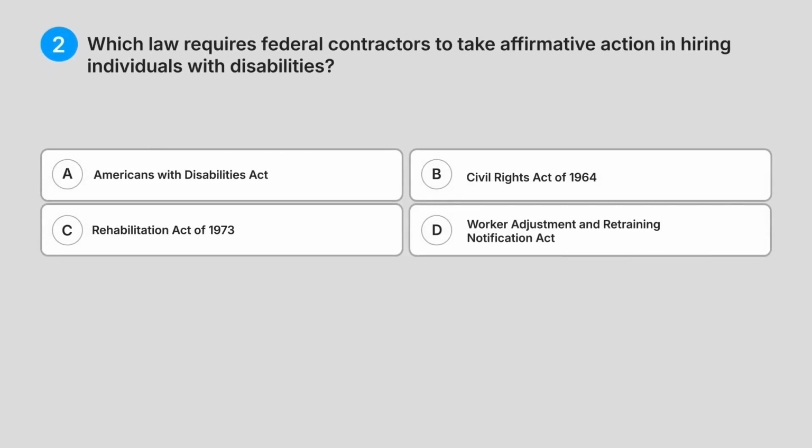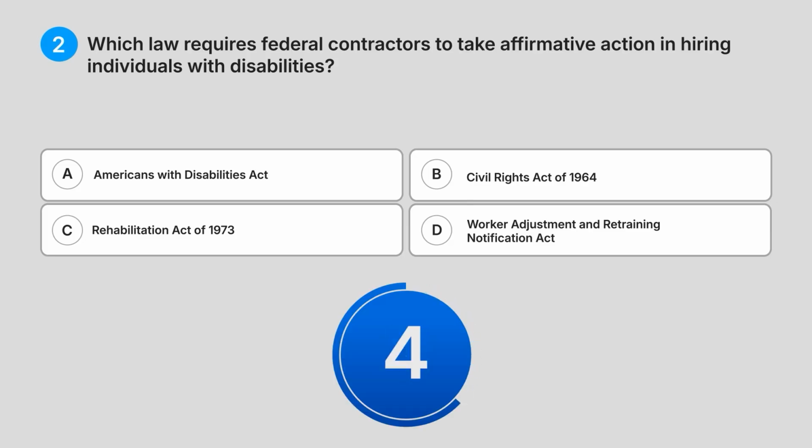2. Which law requires federal contractors to take affirmative action in hiring individuals with disabilities? A. Americans with Disabilities Act. B. Civil Rights Act of 1964. C. Rehabilitation Act of 1973. D. Worker Adjustment and Retraining Notification Act. Can you guess the answer?